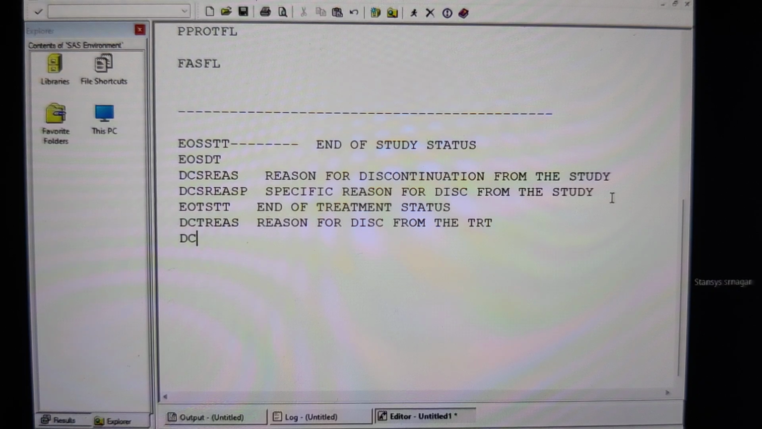Then we are going to have DCT REASP, specific reason for discontinuation from the treatment. First of all, we have seen overall treatment, then we have seen follow-up study, then we have discussed about treatment.